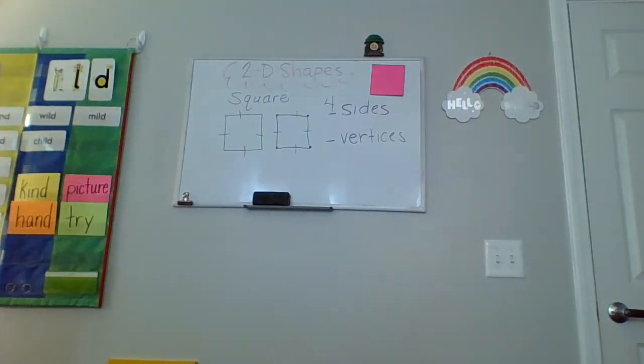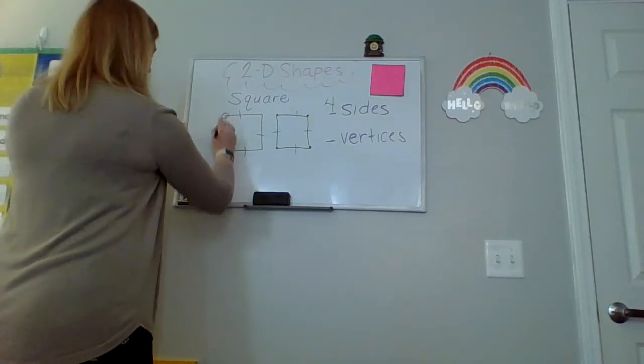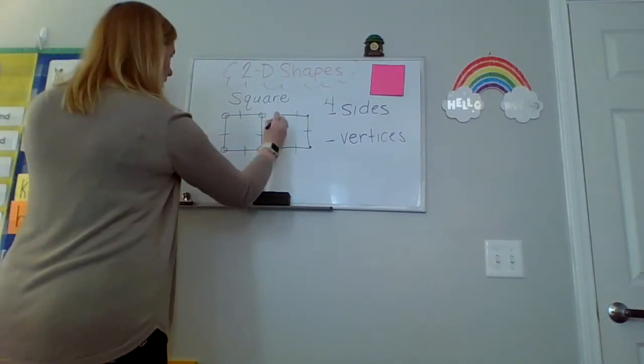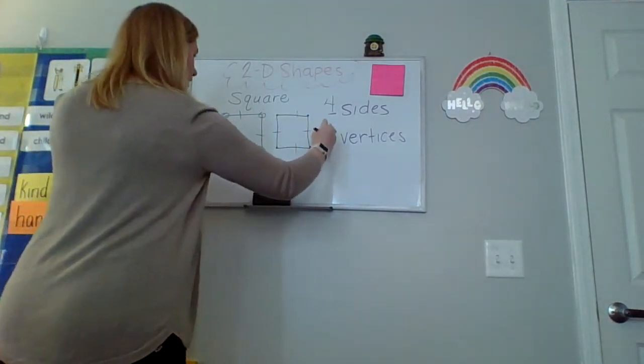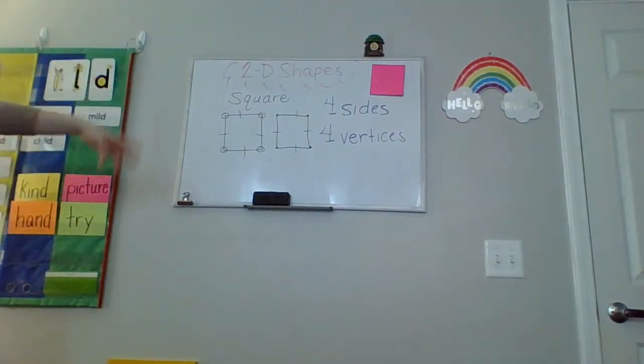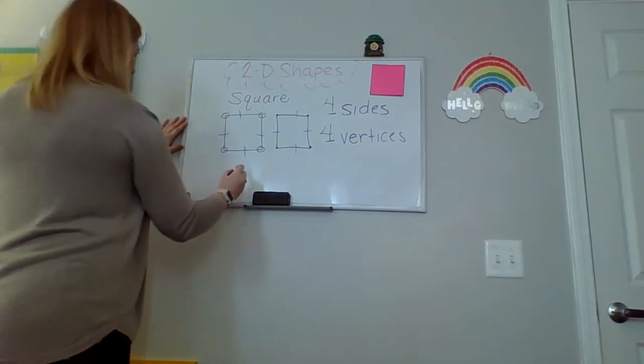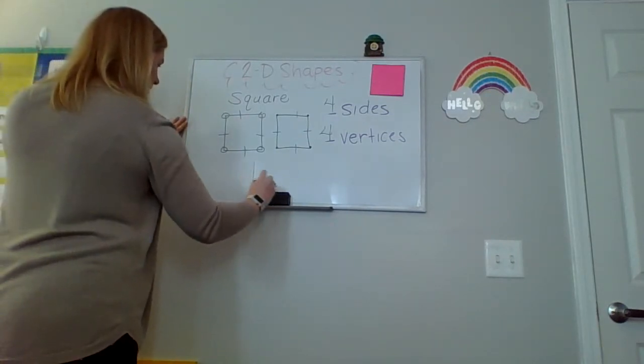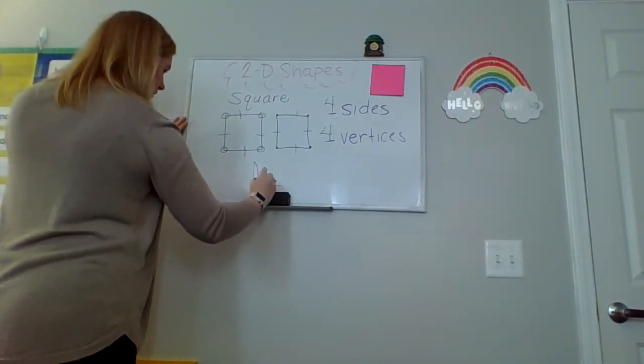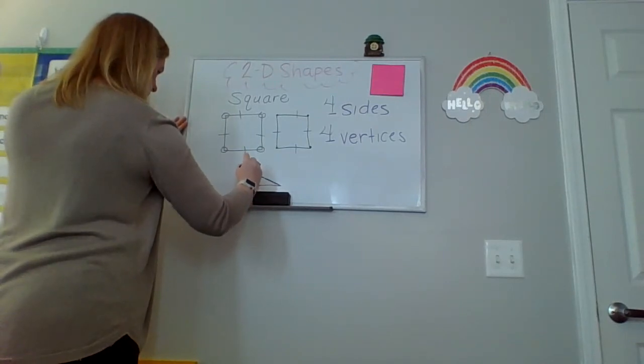How many vertices does this shape have? Zoe. 4. 1, 2, 3, 4. Right. 4 vertices, 4 sides. Now, I could not say that this is a square. Oops.